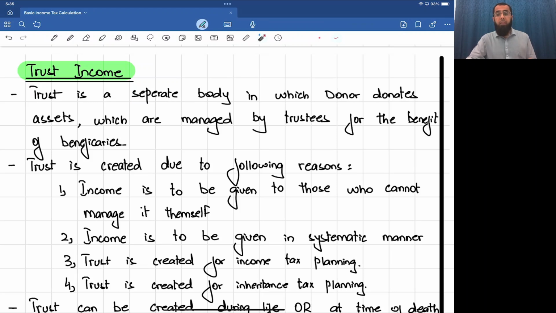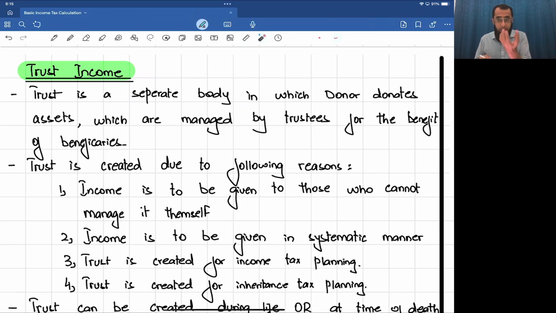Okay, so now let's start our discussion on the trust income. What is trust and how is it assessed? When we talk about the concept of trust, a trust is a separate entity which is created for the benefit of beneficiaries. Now, how does a trust operate?